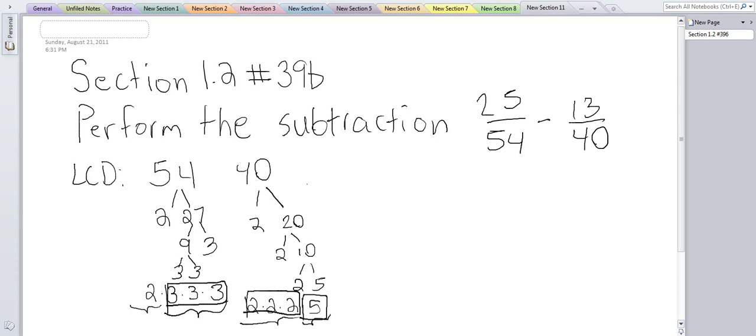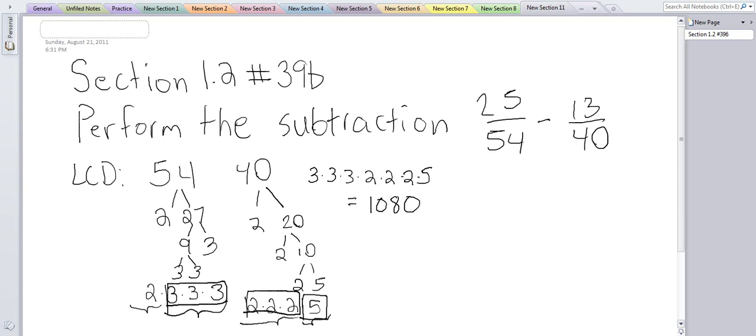Now we multiply all of those numbers together. 3 times 3 times 3 times 2 times 2 times 2 times 5 to get 1080. So that's a pretty high common denominator. So if you didn't actually use the lowest common denominator here, you would have an even higher denominator than that.